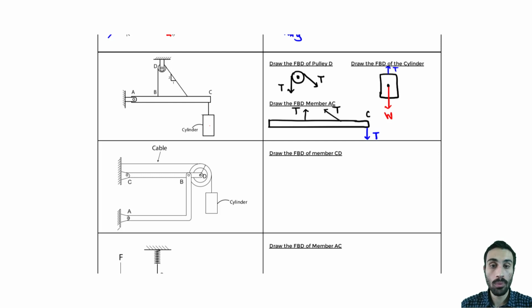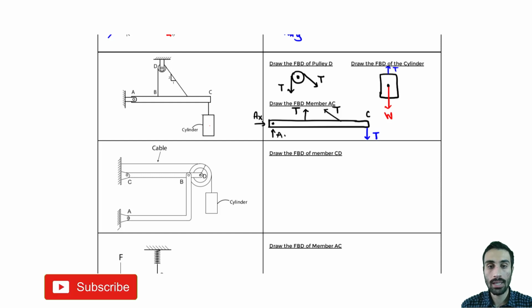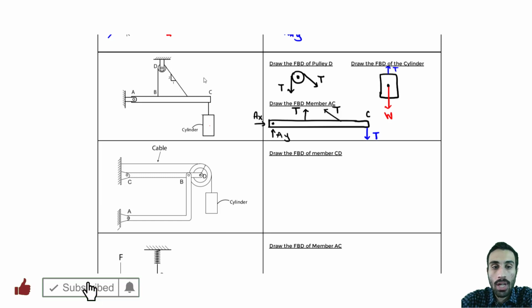Then what else do we have? We know at A, we have what kind of connection? Pin connection at point A. So we know we have an AX and an AY. And that will be that free body diagram for AC.